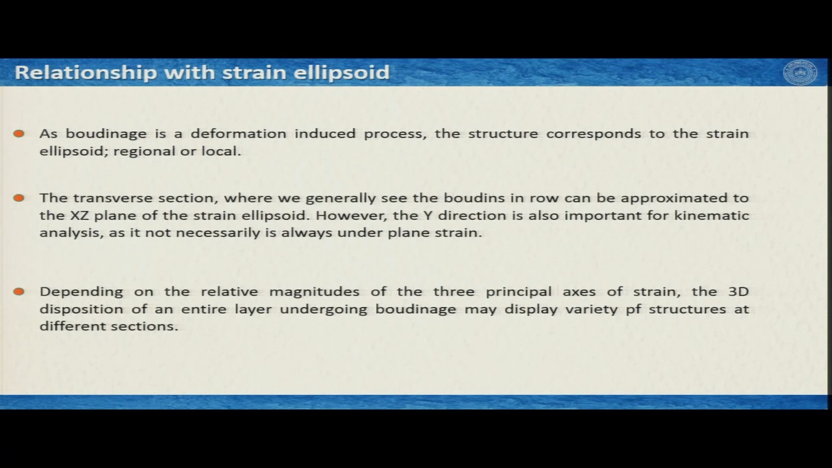Now, depending on the relative magnitudes of the three principal axes of strains, the 3D disposition of an entire layer undergoing boudinage may display a variety of structures, and this is exactly what we are going to see in the next slide. I will request you to recall or go back to the strain lecture, because we will now be seeing plane strain, constrictional strain, flattening type of strains and so on, and then we will see how we form the boudinage or some other related structures along with these various strain ellipsoids. So, let us have a look.